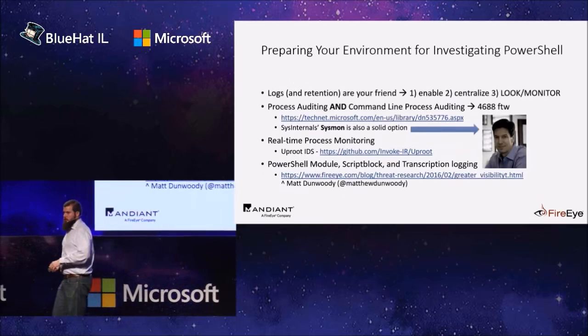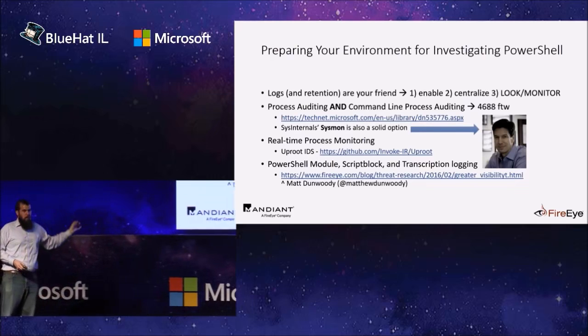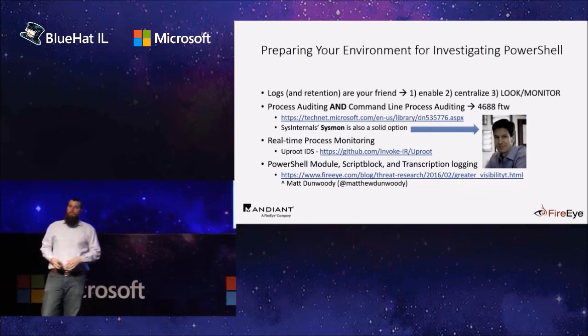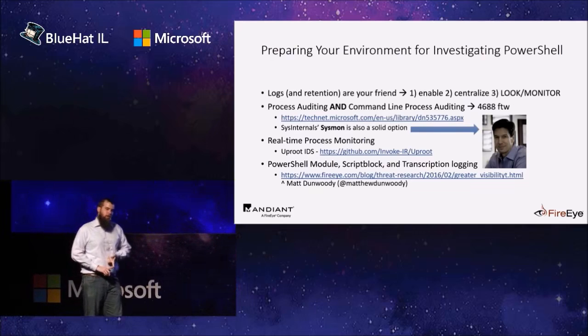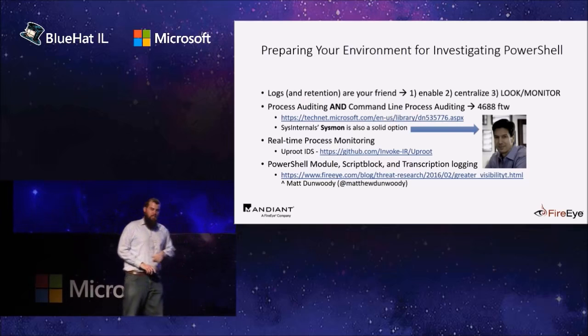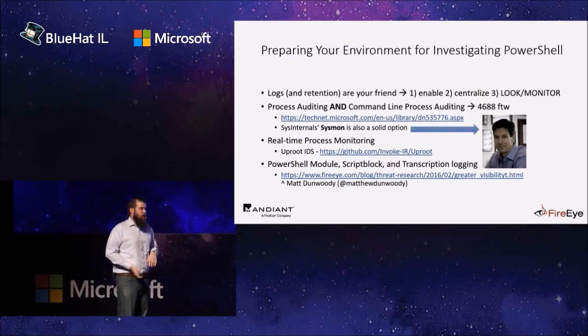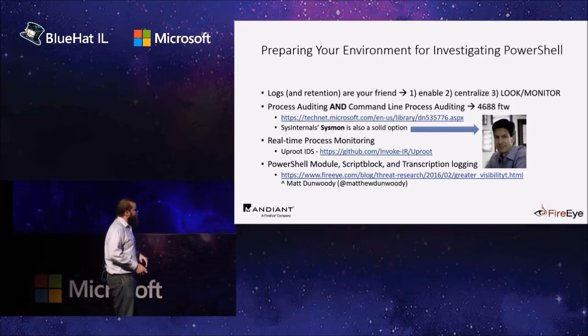So, preparing your environment for investigating PowerShell. This is way easier said than done, and I have a single slide on here, which is hilarious. But basically, at the very minimum, you want at least command line argument logging. So you can enable that in your 4688 in security logs. Sysmon EID 1 is also an option, thanks Mark for that. Sysmon keeps getting better and better every day. Or you can do something like uproot IDS for real-time WMI-based command line argument logging, or any other tool that you have that does that.